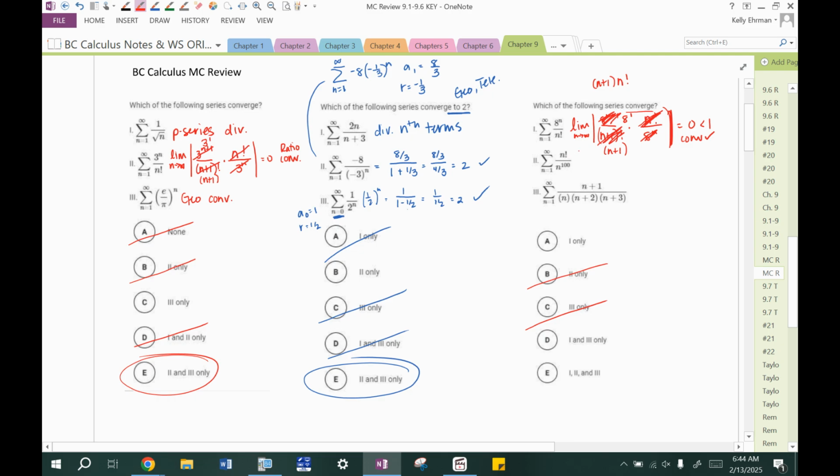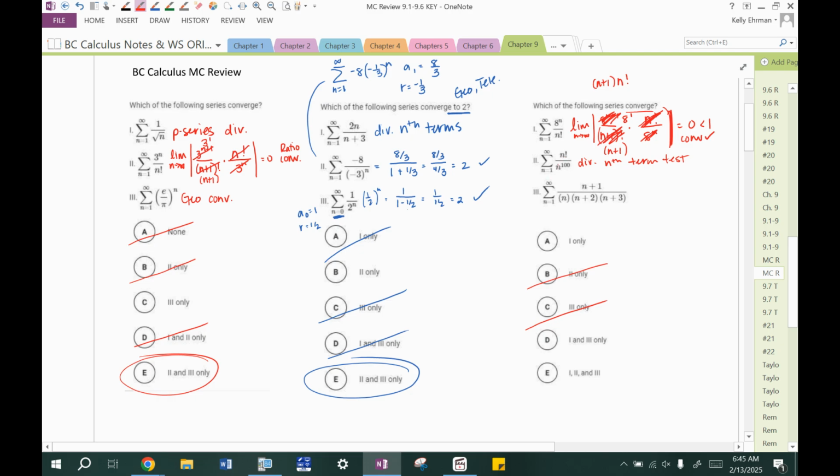What about n factorial over n to the 100th? This is nth term test. This diverges by nth term test. Although, again, if you're not sure, because n to the 100th is pretty extreme, you could do ratio test again on this. But the power doesn't matter. The factorial will outrun it.